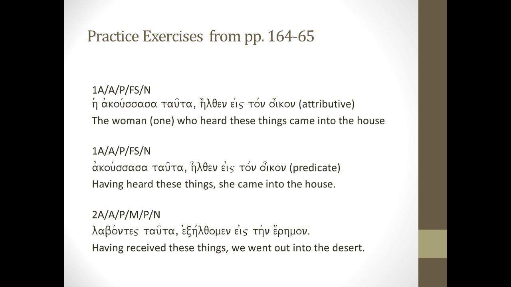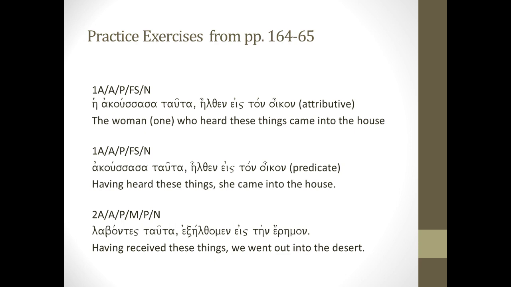There's a little bit of flexibility in how you translate these, but an important thing to note here is that the aorist participle in the predicate position sets up the action that precedes the main action verb of the sentence, which in this case, in the third sentence, is exelthomen.